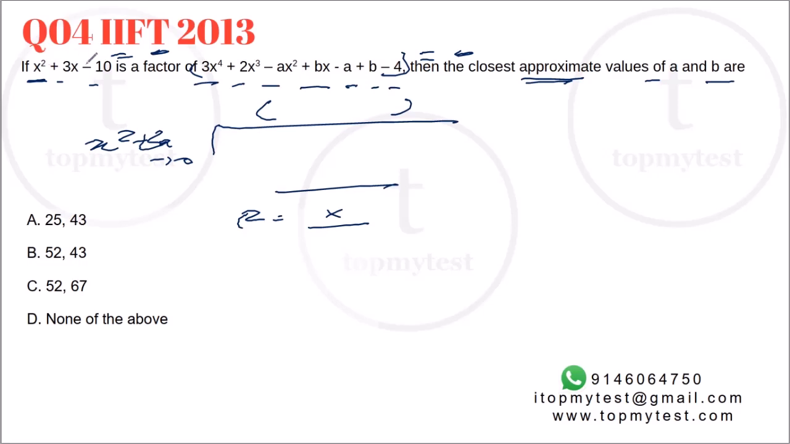Okay, what are the roots of this equation? Roots of this equation, x square plus 3x minus 10. It will be minus 5 and plus 2. Right? I can rewrite it as x plus 5 into x minus 2. That will give you x square plus 3x minus 10. So roots of this are minus 5 and plus 2.